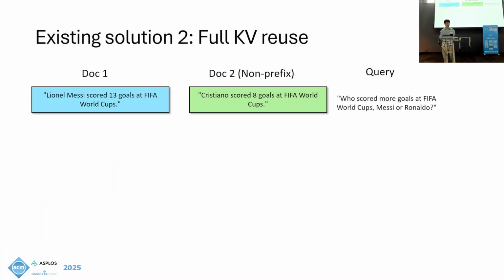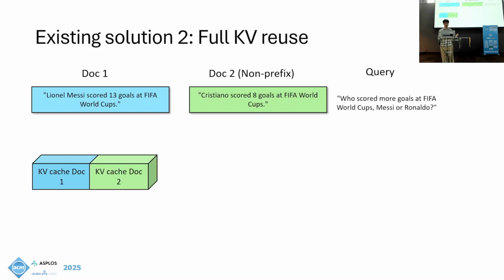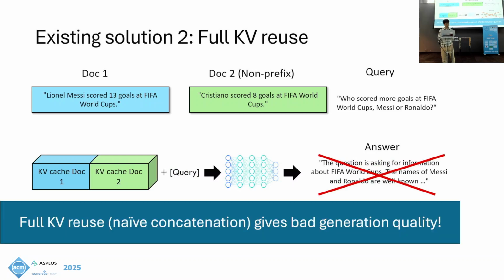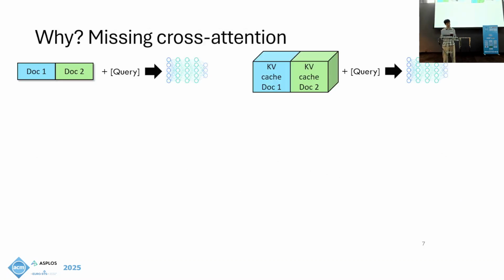People would naturally wonder, since we already have the KV caches within the system, why don't we just put the KV caches naively together? This does not work because it gives bad generation quality. Why is that? Because the cross attention between these two documents is not preserved.